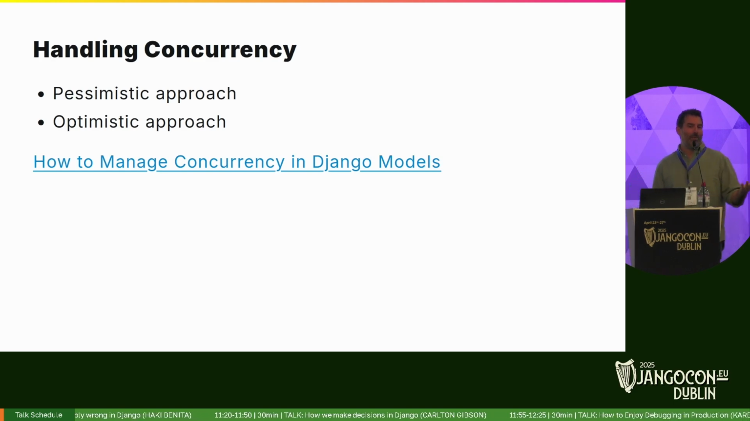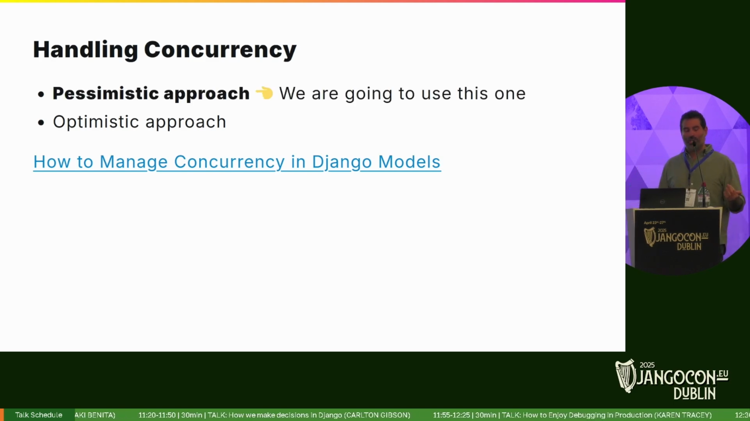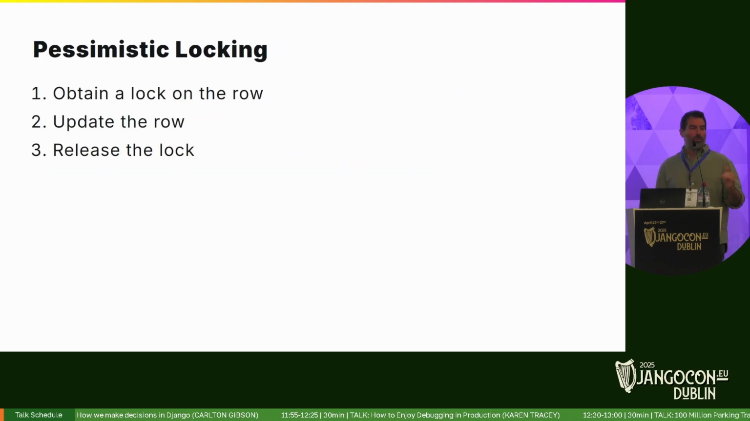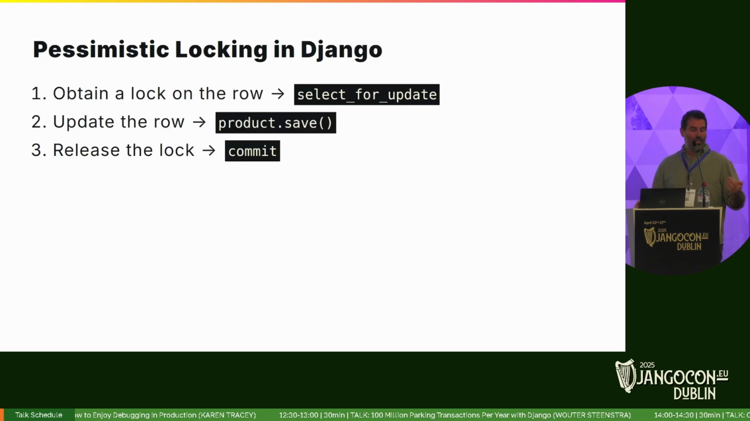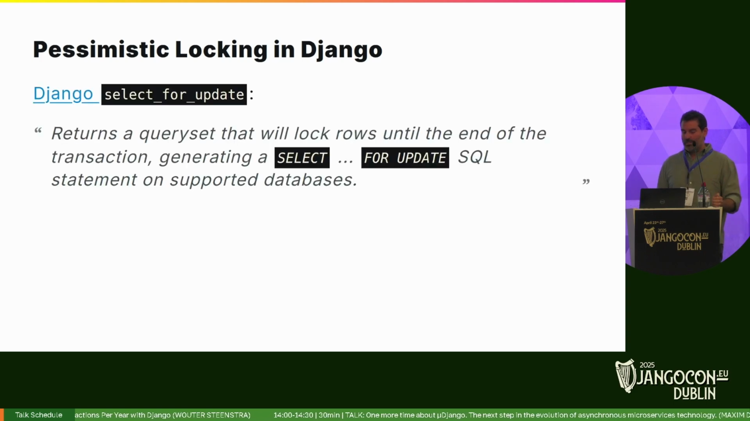So this talk is not about concurrency, so we're just going to go with the pessimistic approach. And this is basically how it goes. You start by obtaining a lock on the row to make sure that nobody else operates on it. Then you do whatever you want to do, update the row, and then you release the lock. In Django, this translates to select for update to obtain a lock, then you save, and then you commit, which releases the lock, okay?